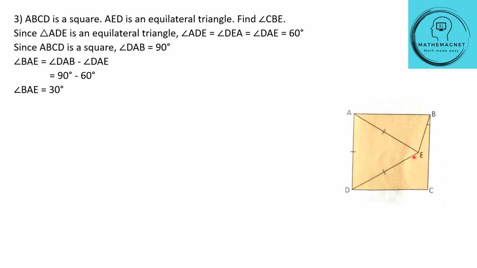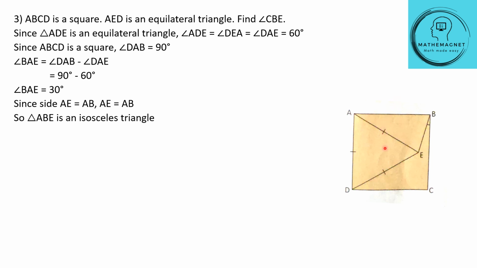Now the point to be noted here is this triangle ADE we know is an equilateral triangle, which means the side AE is equal to side AD, which means AE will also be equal to AB because AB is equal to AD, it's a square. So which means AE is also equal to AB. So now triangle ABE becomes an isosceles triangle because these two sides are equal.